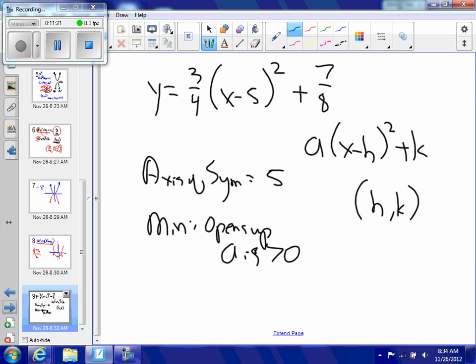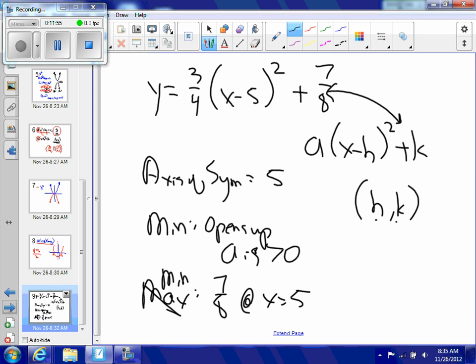Okay. h, k is my vertex, right? Here's k. So my maximum is 7/8. It's the y value of my vertex. No work on that problem. Well, it's the minimum, not the maximum, right? Yes, that would be the minimum. Correct. Sorry. So you'd write minimum equals 7/8 at x equals 5.